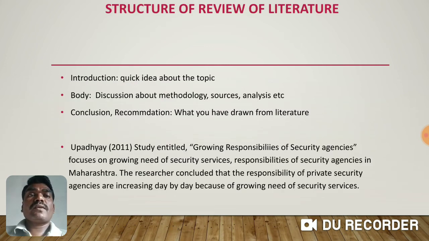Okay, now we have to discuss the structure of literature review. So the question arises, how to write a literature review, or in which manner we have to write a literature review in the report. So while writing a literature review, the researcher needs to consider these 3 points. First one is introduction, second one is body, and third one is conclusion and recommendation.